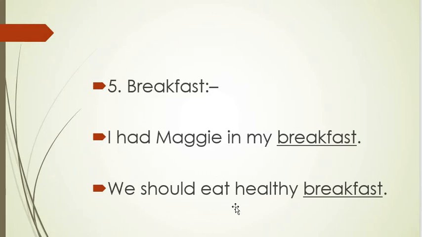Anyways, I will repeat it again so you can write it down. The first sentence is, I had Maggie in my breakfast. I have underlined breakfast, if you can see. Second sentence is, we should eat healthy breakfast.